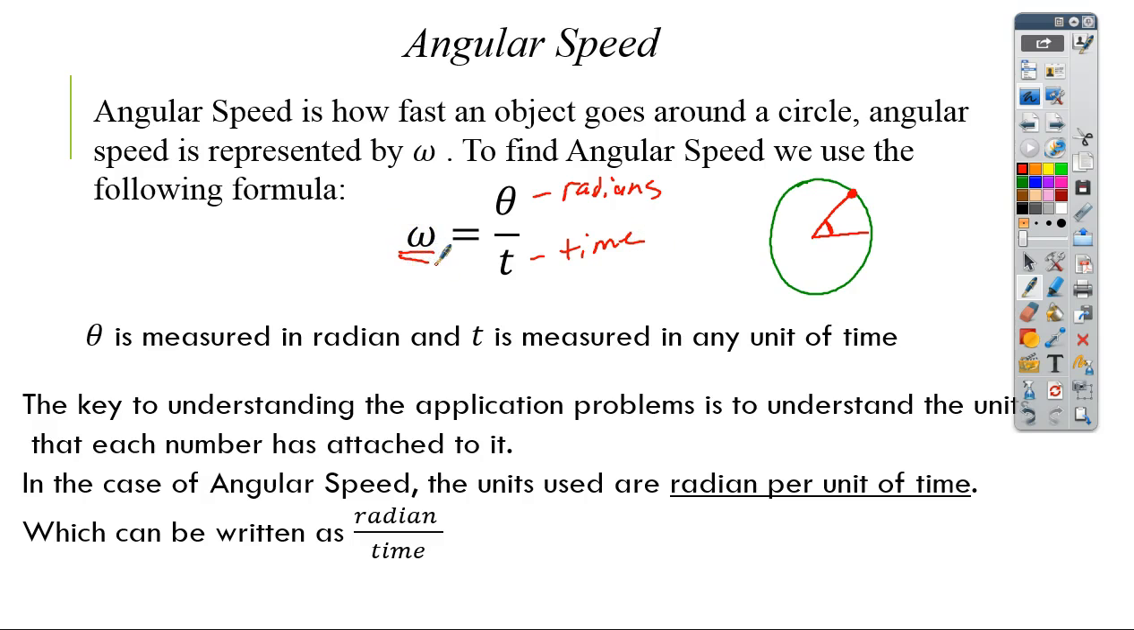Omega, that's how you pronounce it, omega is equal to, that's my angular speed. It's exactly what it is. It's saying how much angle are you going through per time. Radians per time. That's all it's asking for. So let's take a look at an example of what this would look like.